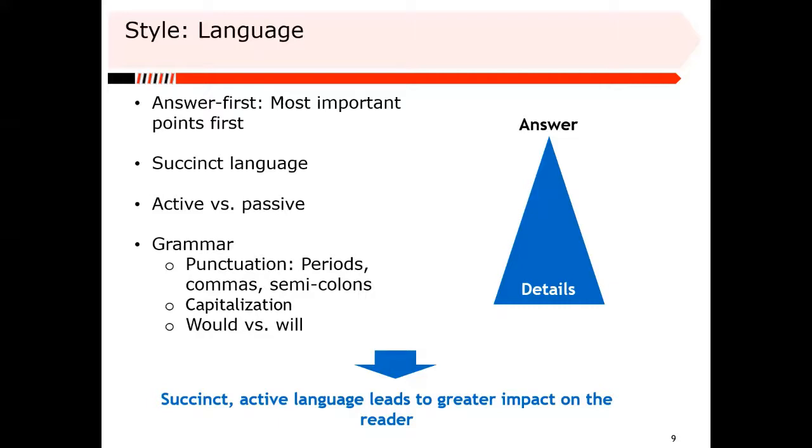So make sure you use succinct active language, which leads to greater impact on the reader.